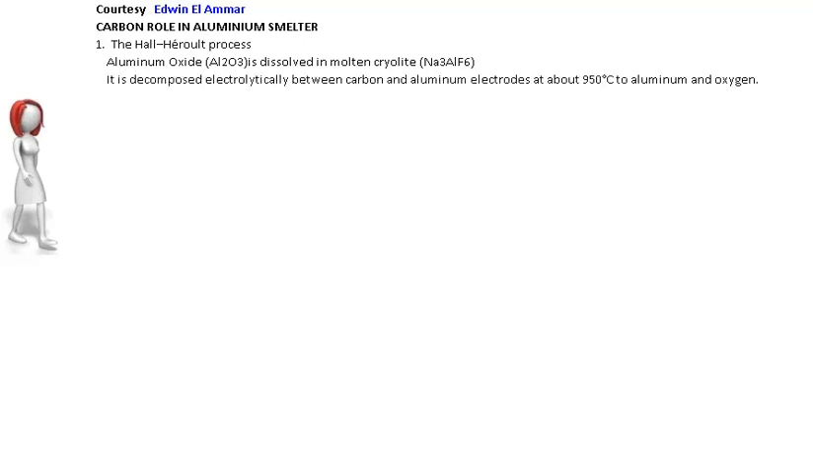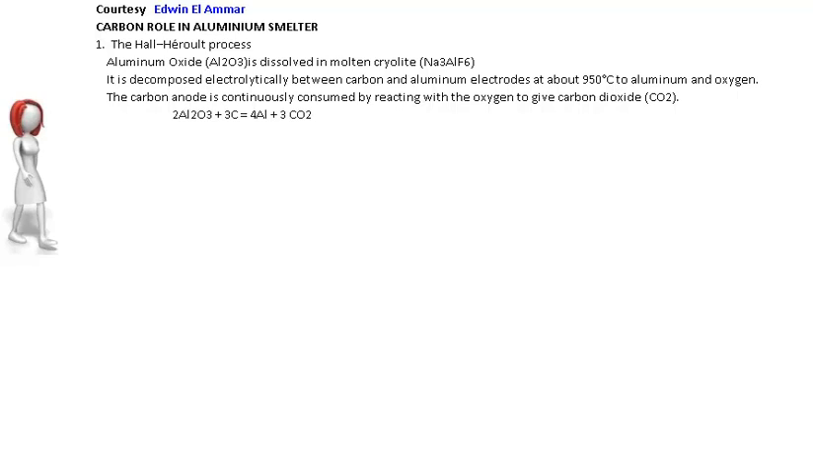Carbon's role in an aluminium smelter. 1. The Heroult process. Aluminum oxide, Al2O3, is dissolved in molten cryolite, Na3AlF6. It is decomposed electrolytically between carbon and aluminum electrodes at about 950 degrees C to aluminum and oxygen. The carbon anode is continuously consumed by reacting with the oxygen to give carbon dioxide, CO2: 2 Al2O3 + 3C = 4 Al + 3 CO2.